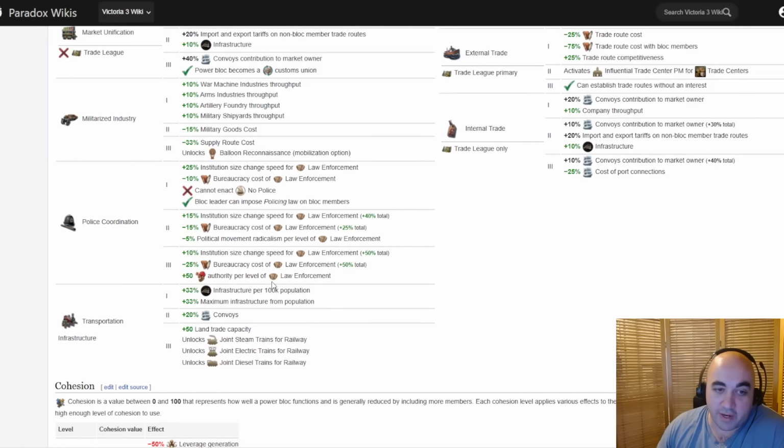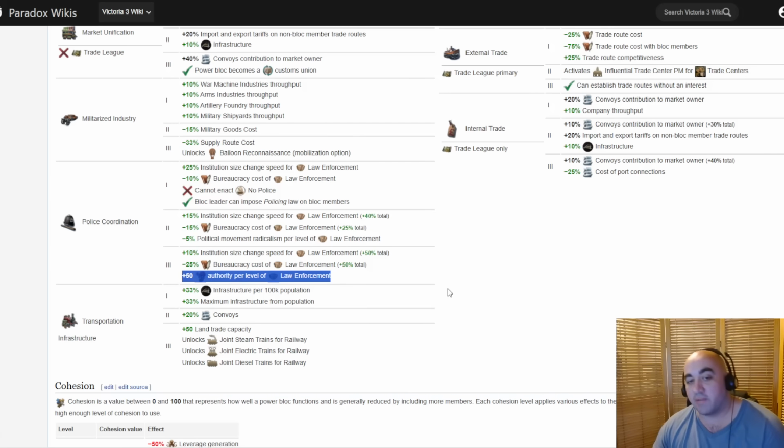The main benefit here is very similar to the education one, where you get a bunch of bonuses per level of law enforcement, minus bureaucracy cost. The big ones are the minus political movement radicalism per level, so this is minus 25%, which is something. And also the plus 50 authority per level of law enforcement.